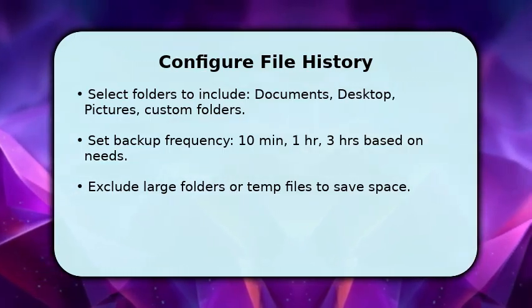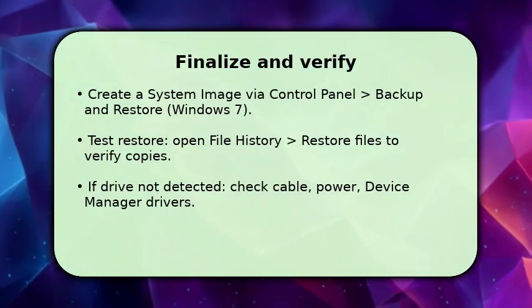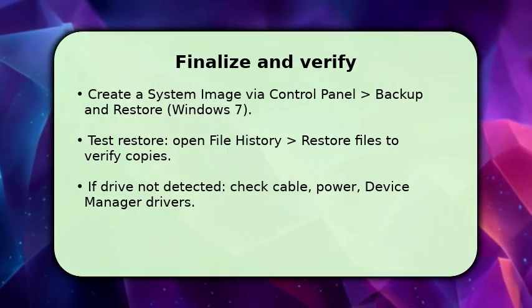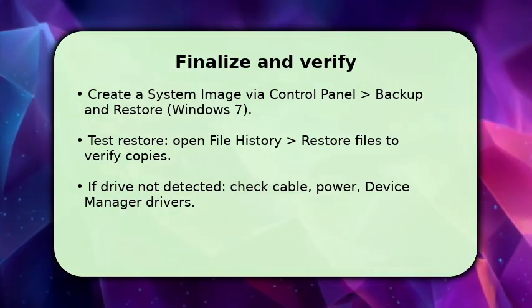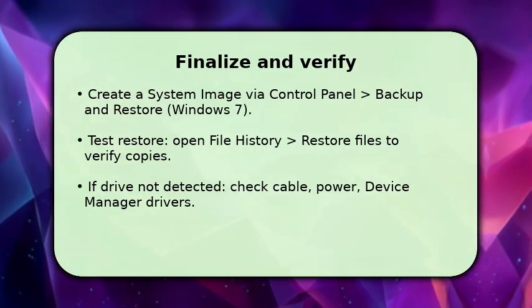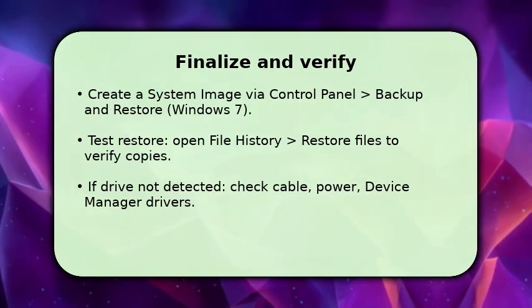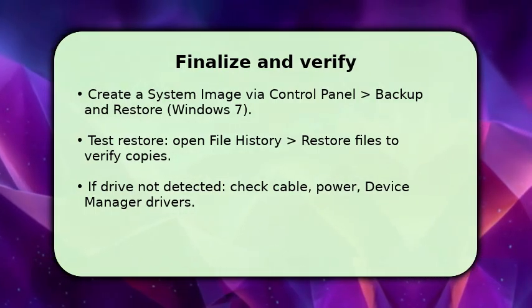Finish by creating a system image for full recovery. Open Control Panel, choose Backup and Restore, Windows 7, then create a system image and save it to your external drive. Once complete, verify by using File History's Restore Files option to open a few backed up files. Make sure the image and file copies are accessible before trusting the drive.